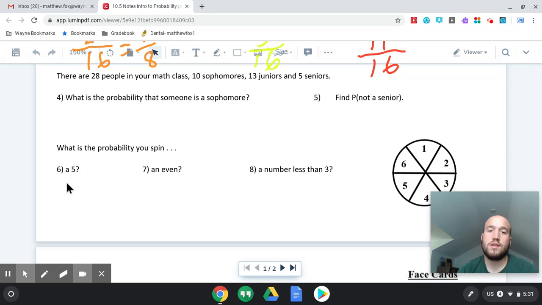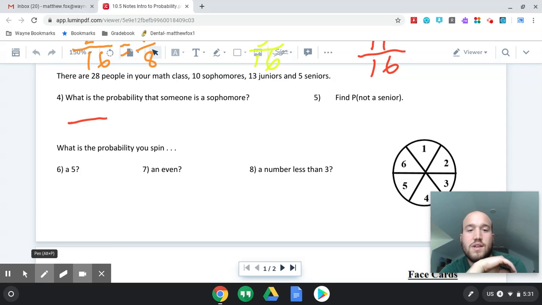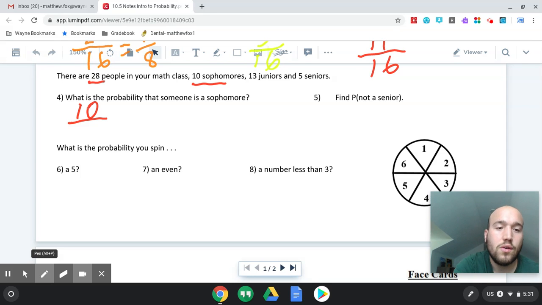Says, what is the probability that someone is a sophomore? So we know that on top, we're going to have the favorable. So how many of those are sophomores? We look here, 10 are sophomores, so we put 10 on top. On the bottom, we want to put the total. We know there are 28 total, so we do 10 over 28.